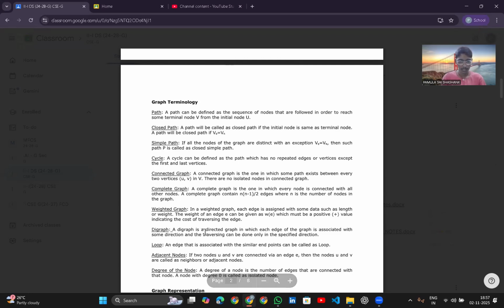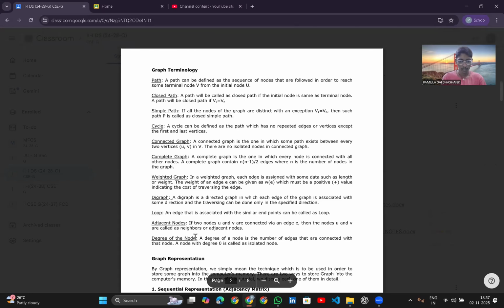Digraph: a digraph is a directed graph in which each edge is associated with some direction, and traversing can be done only in a specific direction. Loop: an edge that is associated with the same endpoints is called a loop. Adjacent nodes: if two nodes U and V are connected via an edge, then U and V are called neighbors. Degree of a node: the number of edges connected with that node. A node with degree 0 is called an isolated node.